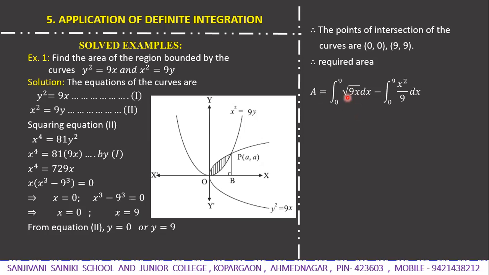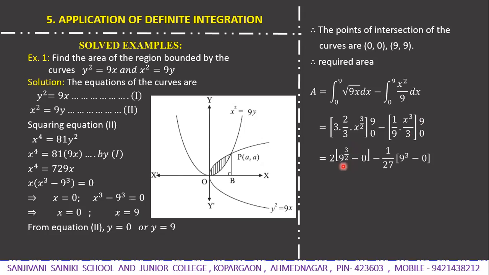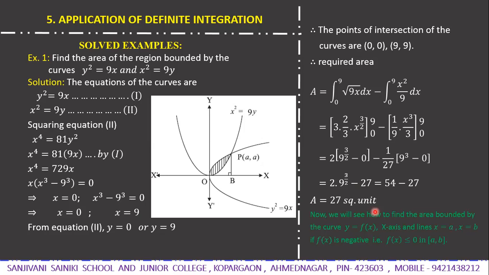Now its integral: root 9, its square root is 3. So 3 into root x can be written as x raised to 1 by 2, and its integral is 2 by 3 x raised to 3 by 2, lower limit, upper limit, minus 1 upon 9 we can take outside. Then integration of x square is x cube upon 3, lower limit, upper limit. So if you simplify this, you will get the required area as 27 square units.